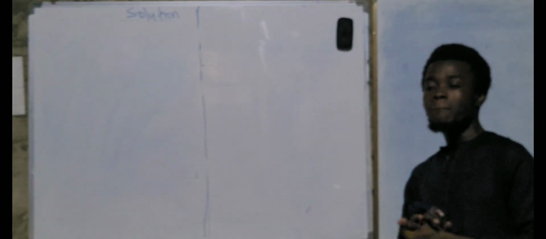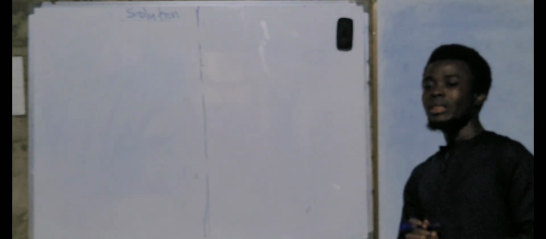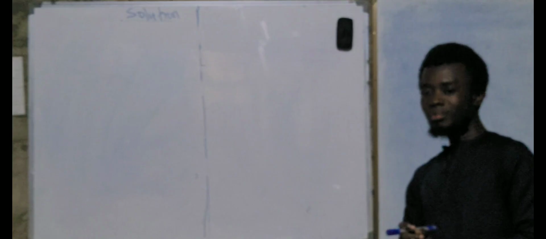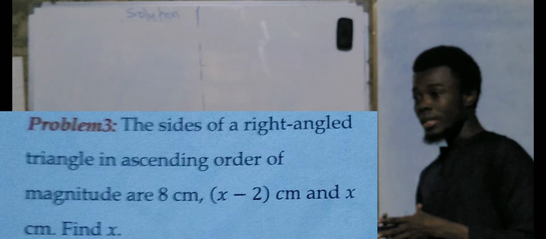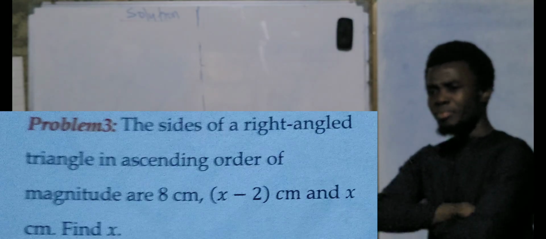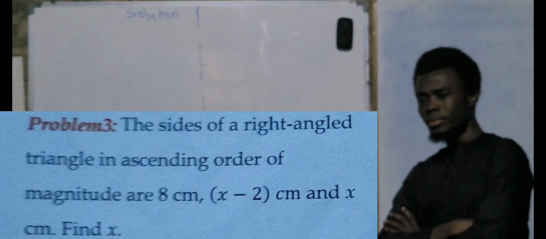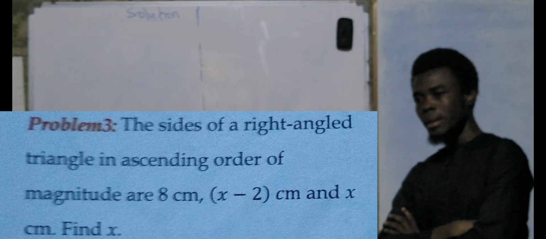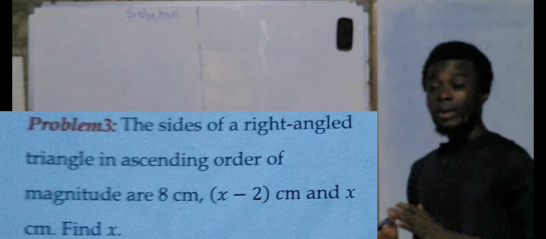The sides of a right angle triangle in ascending order of magnitude. We have two orders: descending order and ascending order. The sides of a right angle triangle in ascending order of magnitude are 8 centimeters, (x minus 2) centimeters and x centimeters. Find x.